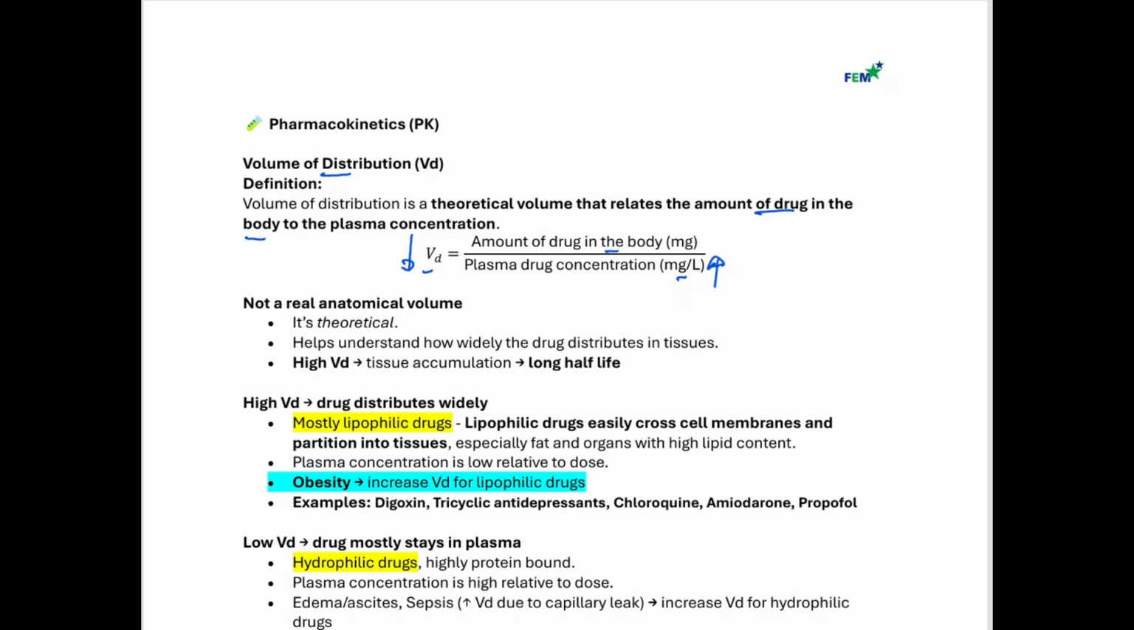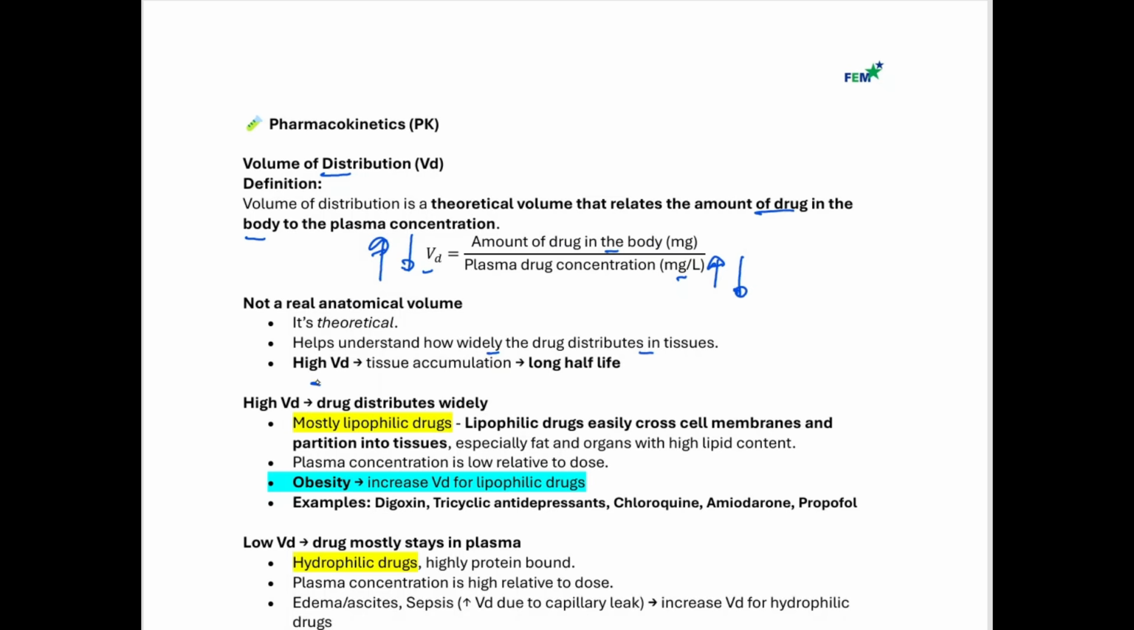But for instance, if that medication moves from the plasma and is able to extend into the extracellular fluid or space, then we're going to say that medication has a medium volume of distribution. And if that medication moves into all the tissue and is widely distributed in the tissue, then the plasma concentration of that medication is going to be low. And because the plasma concentration is low, we're going to say that medication has a what? High volume of distribution. This volume of distribution helps us understand how widely the drug distributes in the tissue.